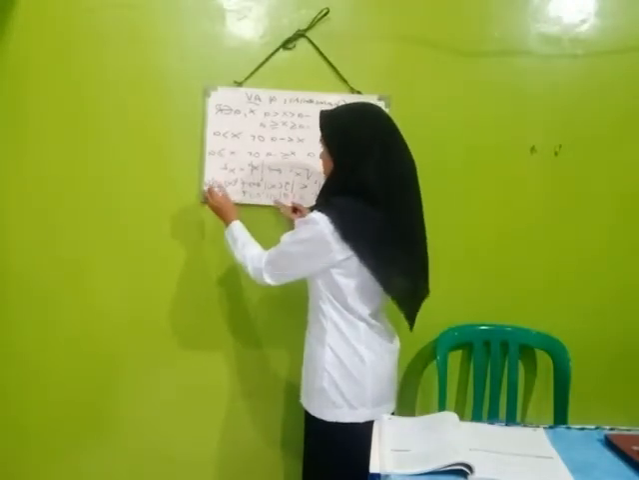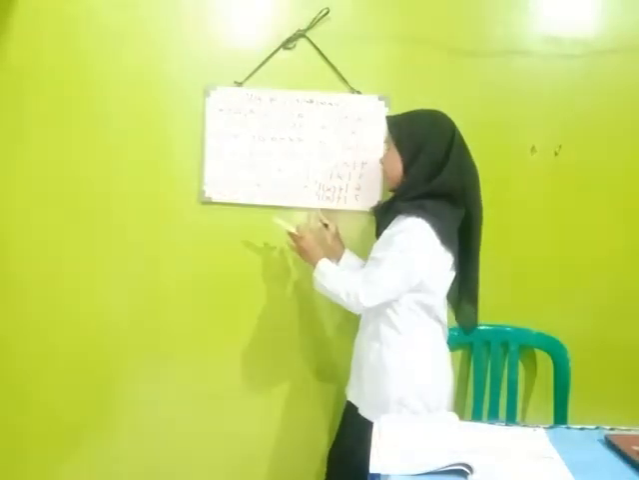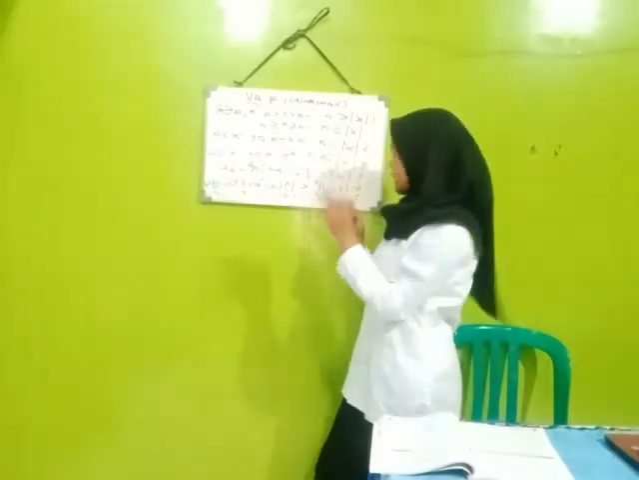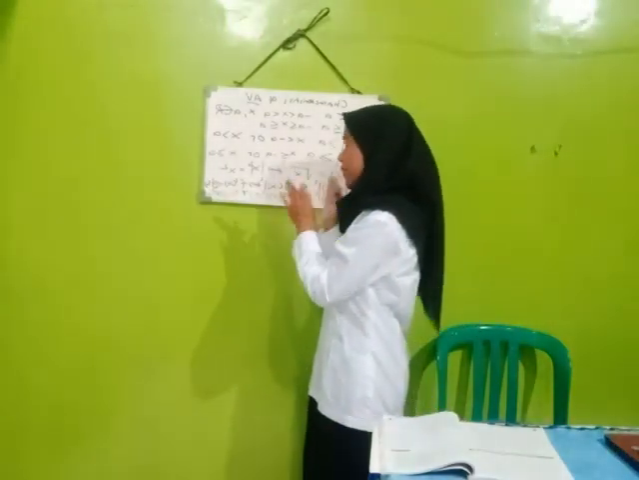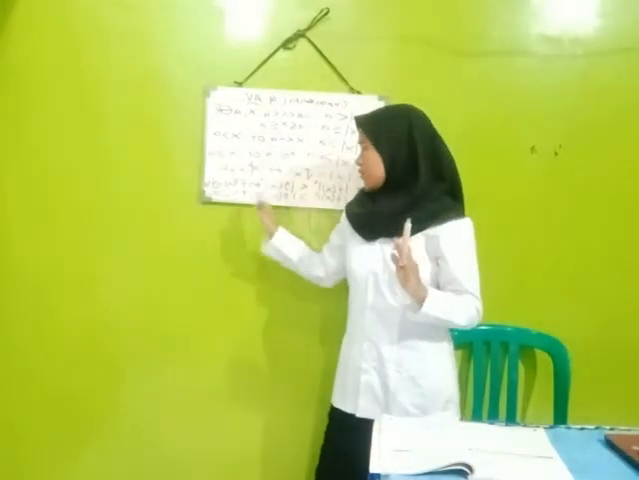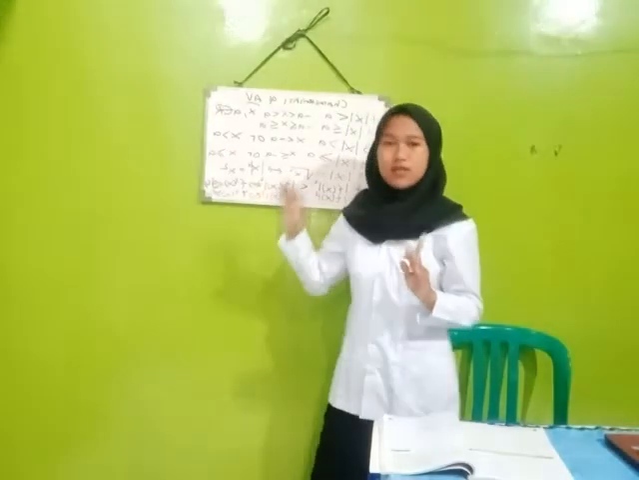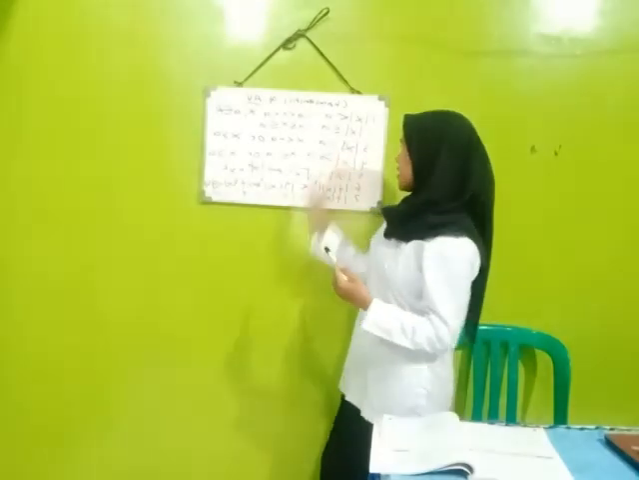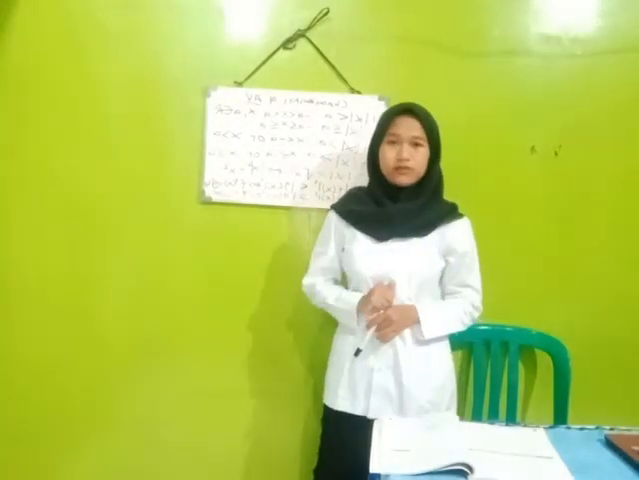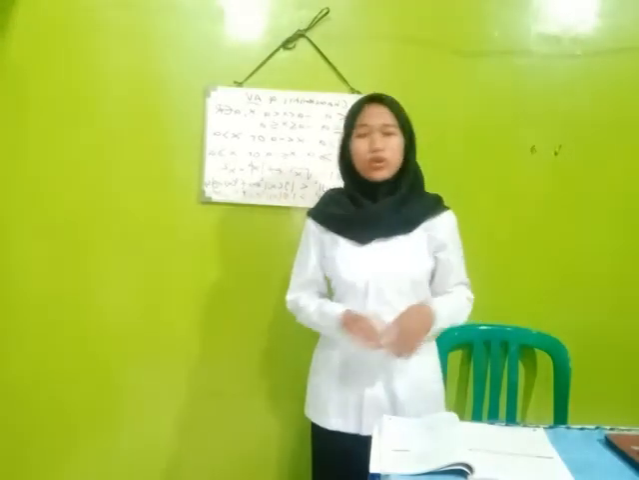Here, if we have the absolute value of f(x) squared greater than the absolute value of g(x) squared, it is equivalent with f squared(x) less than or greater than g squared(x). Like that. That is the characteristic of the absolute value. Before we go to the next step, is there any question about the characteristic of the absolute value?